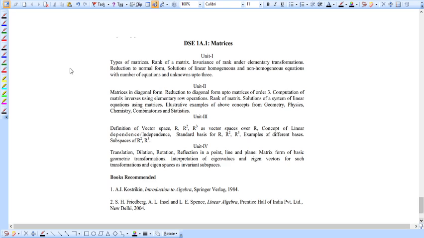In the first unit, we will be discussing types of matrices, rank, invariance of rank under elementary operations, transformations, normal form, and solution of linear equations. All this we are going to do in the first unit: rank, normal form, and linear equations.